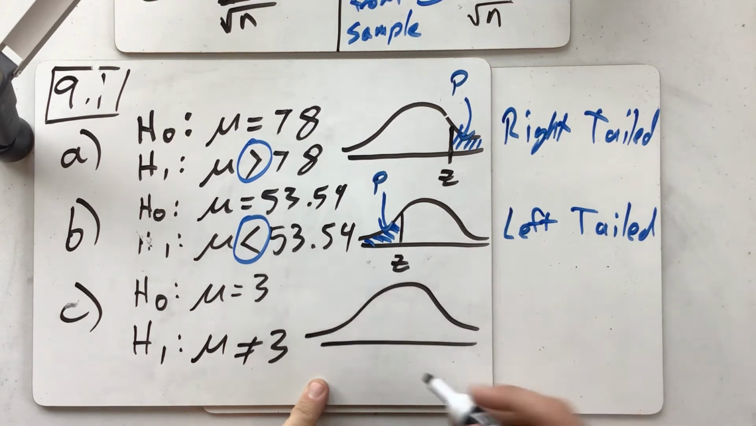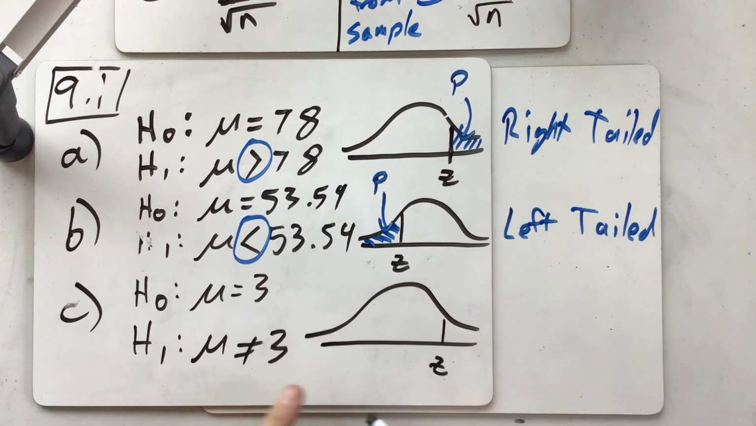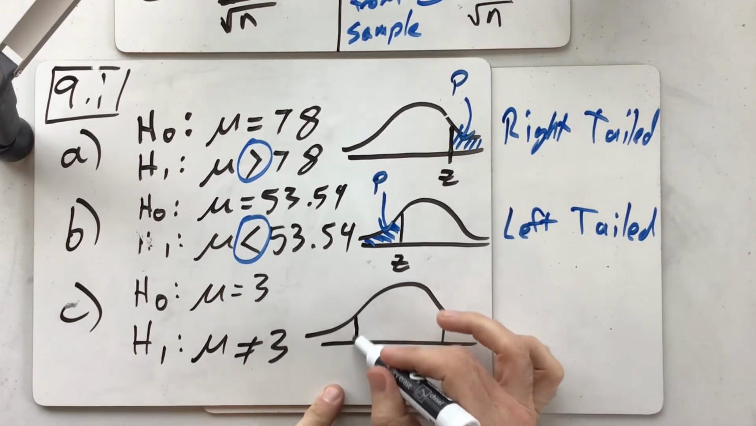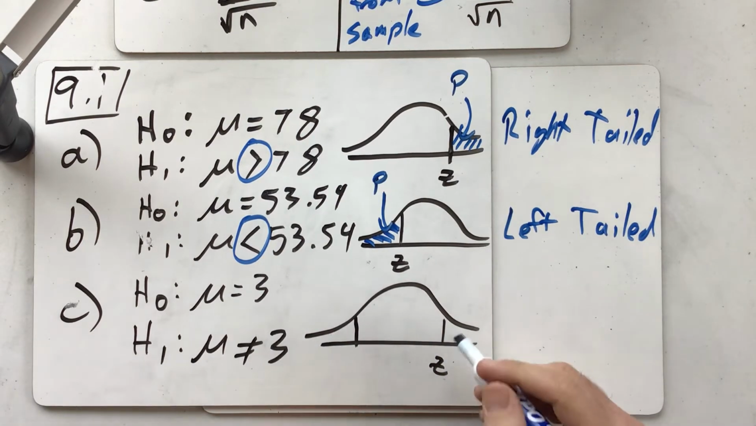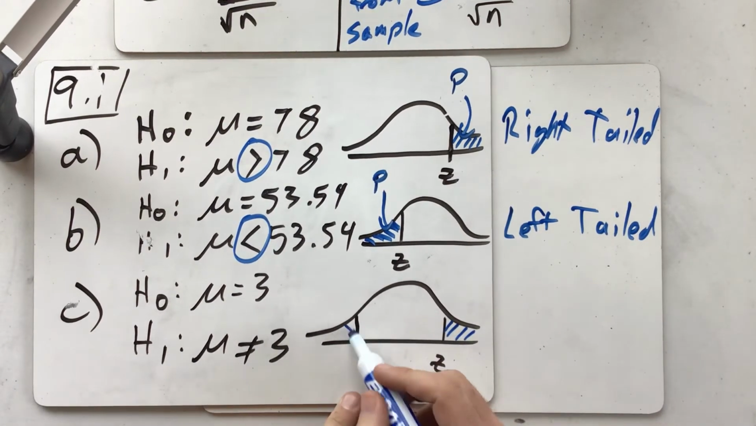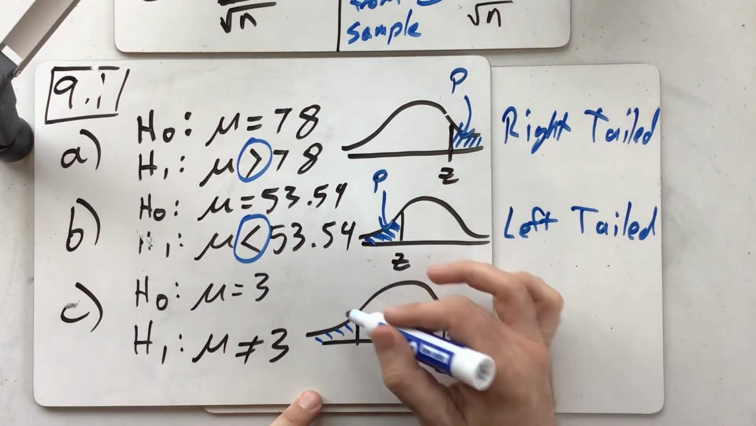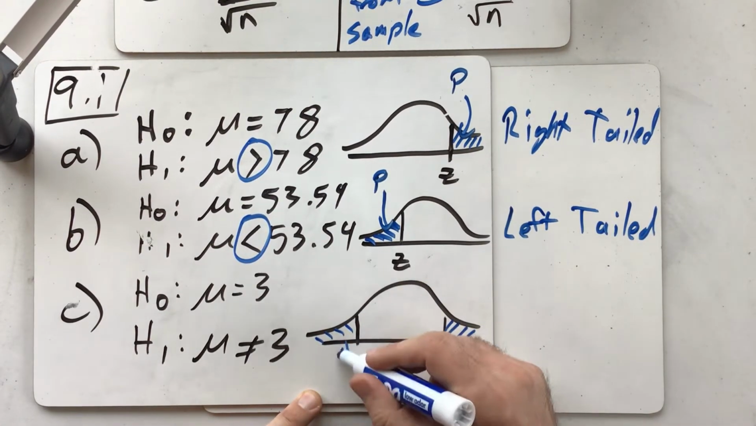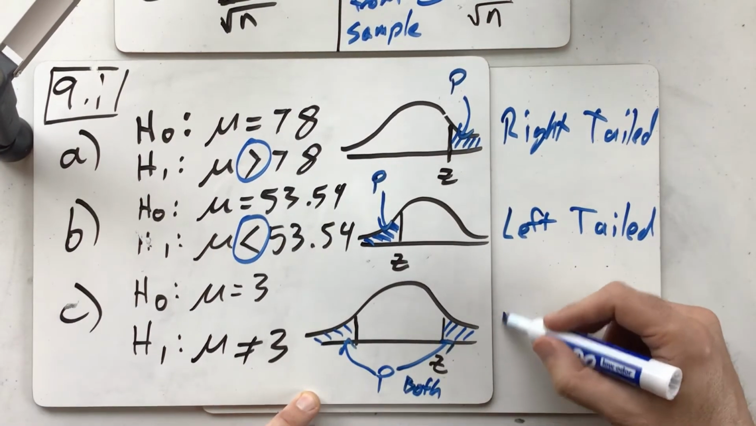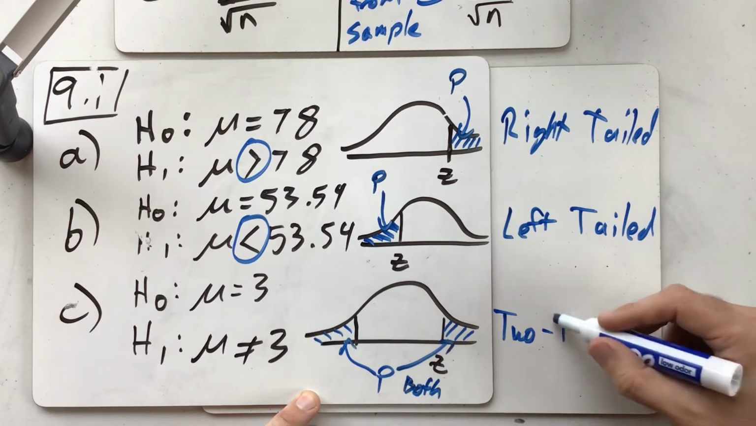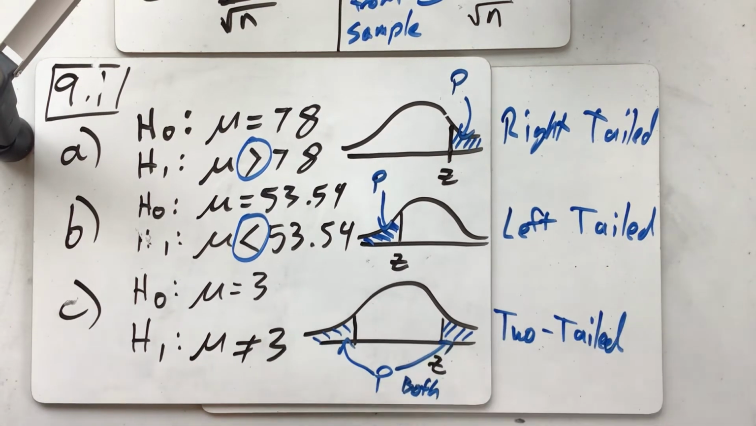Okay. Finally, what about the scientist? Well, the scientist is going to gather a number, but they're interested in not equal to. So it could be not equal to by being too big, or not equal to by being too small. So the scientist is actually going to put two different sides here, shade both sides, and put them together. So P is going to be both sides. And this, again, not surprisingly, is called a two-tailed test.